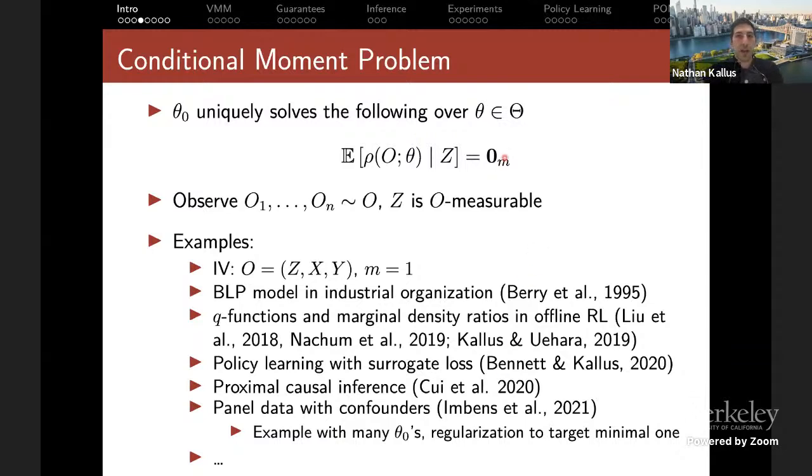Now, the question is, how do you actually solve this problem? You want to find the theta naught such that when you project rho of O and theta on Z, that random variable is a zero random variable. How do we do that?